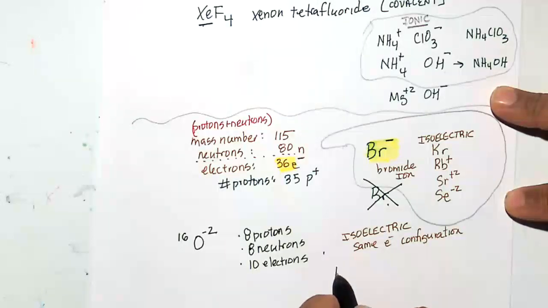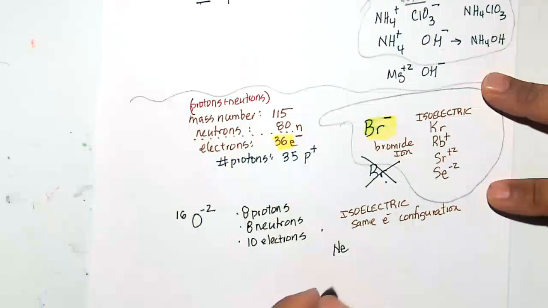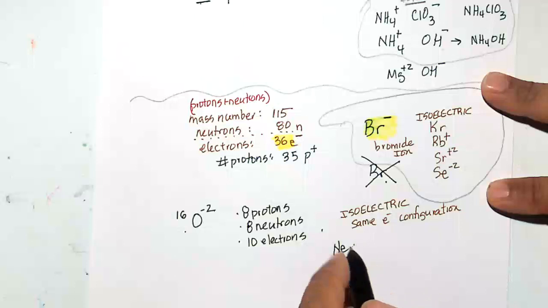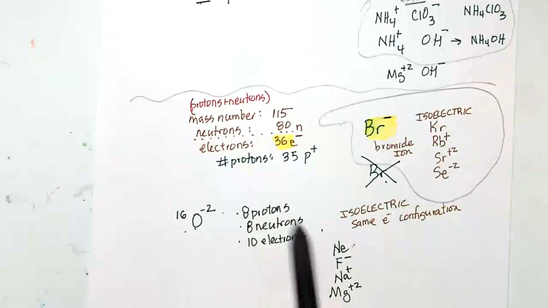How about some other isoelectronic species here before we move on? Neon. Can you name me another one? What other element or ion has 10 electrons? O minus 2 has 10, neon has 10, F minus has 10. Anything else? Na plus. Anything else? Magnesium plus 2. Okay, all of these will have how many electrons? 10. Okay, everyone okay with this?